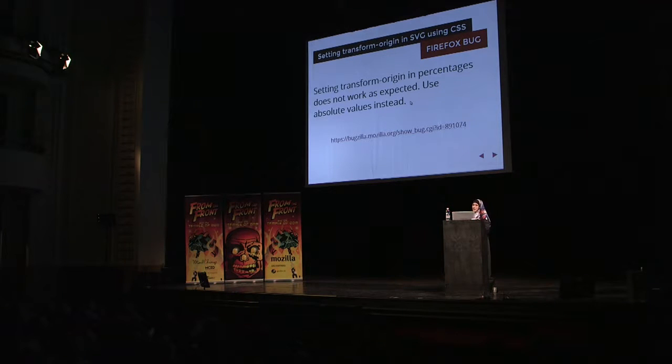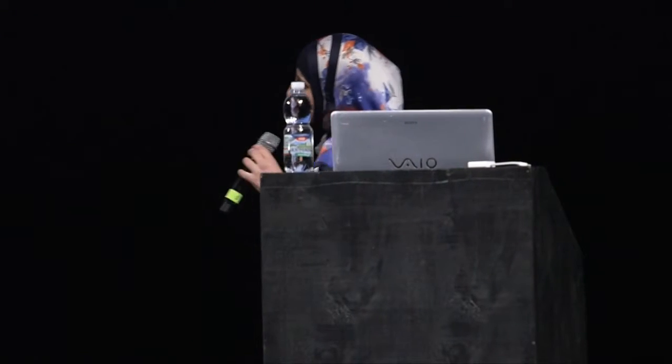Setting transform origin in percentages does not work in Firefox. You're going to have to use absolute values instead. There is a bug. It has been around for a really long time, and I really hope it gets fixed because we need that. So for now, you're going to have to either use just absolute values or use both percentages and absolute values. Percentages would work in Chrome and Safari, for example, and the absolute values would be for Firefox.